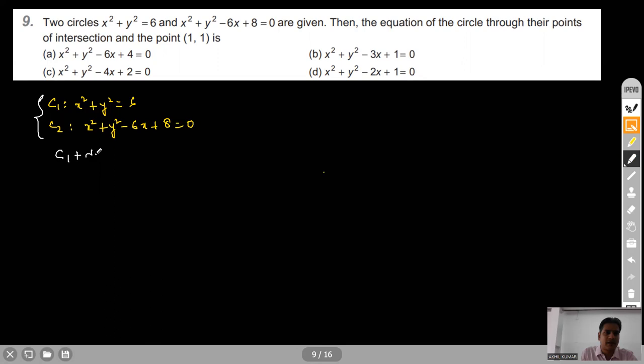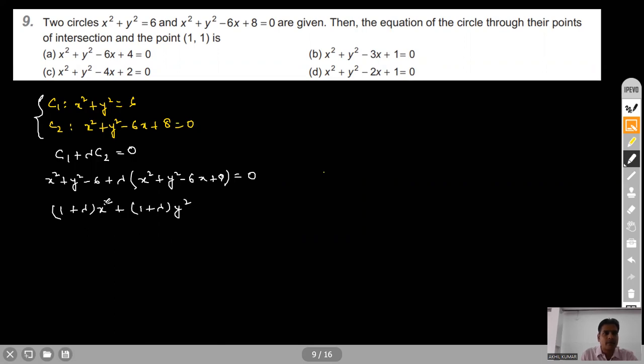can be given as C1 plus lambda times C2 is equals to 0, right? So let's put it. So this will be x square plus y square minus 6, plus lambda times C2. C2 is nothing but x square plus y square minus 6x plus 8 is equals to 0. Okay. And this circle is also passing through this point 1 comma 1. So first make it simpler, like this will be 1 plus lambda x square, right? Then 1 plus lambda y square. Then it will be minus 6 from here, minus 6 lambda x plus 8 lambda, right? This will be equal to 0.